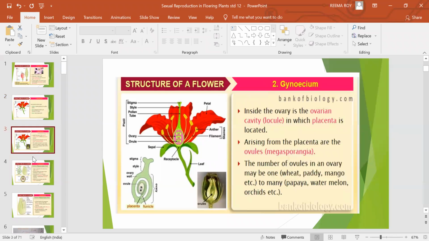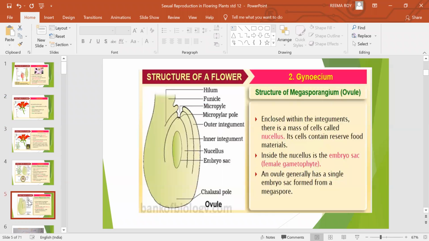And next, inside the ovary, it is saying there is a locule in which placenta is located. And from placenta, ovules come. Another name of ovules is megasporangia. Okay. And we discussed about the ovule. What is the structure of the ovule? We discussed, remember?